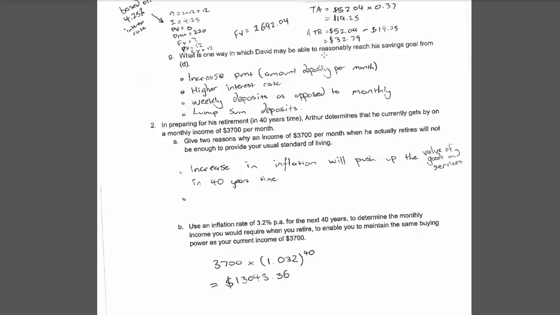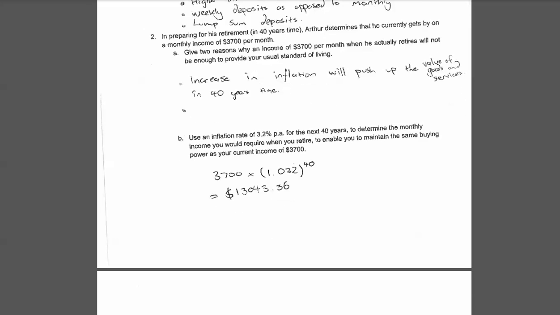Next one, basically, what is one way in which David could reasonably reach his savings goal from question D? Well, he can increase his PMTs, get a higher interest rate, make weekly deposits as opposed to monthly, so changing the time periods, and lump sum deposits as well. If you can think of anything else, feel free to put that in and just make sure you're justifying it.